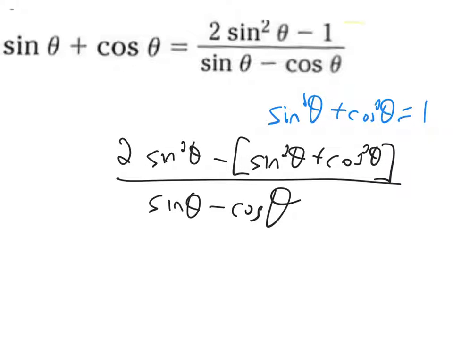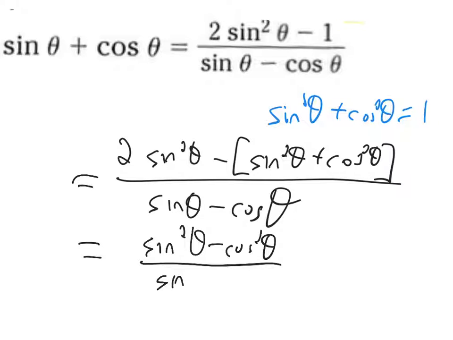And you might ask why we do that, but of course one of our sine squared thetas will combine with the 2 sine squared theta that we had before. So now we have sine squared theta minus cosine squared theta all over sine theta minus cosine theta.